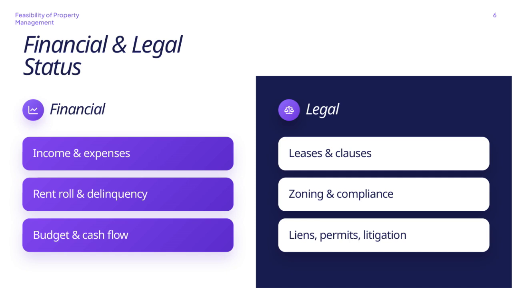On the legal front, we need to consider leases and their specific clauses, which govern tenant relationships and responsibilities. Zoning and compliance issues could impact how the property can be used or modified, so clarity on these is crucial. Finally, liens, permits, and any ongoing litigation must be reviewed to assess any legal risks or encumbrances. Bringing these financial and legal elements together gives us a comprehensive view of the property's management feasibility. It helps ensure that both the economic and regulatory environments are suitable for successful property operations.